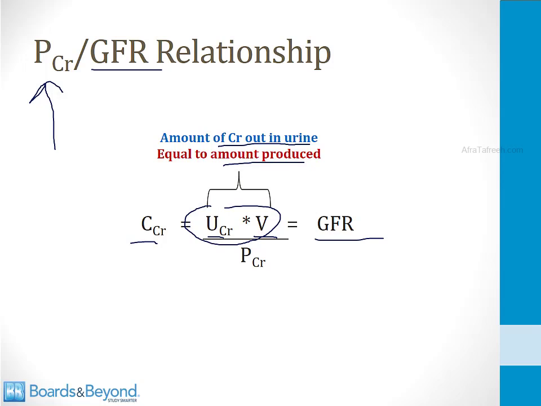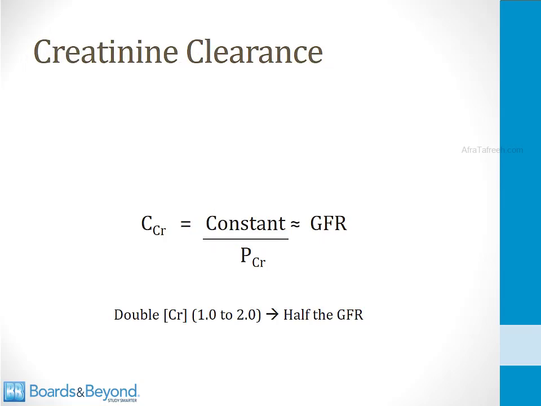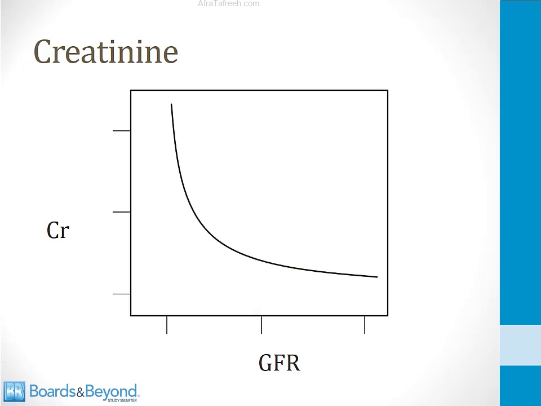So really, this equation can be changed to look something like this. And you can see from this equation that we've got a constant in the numerator, so anytime the plasma creatinine value goes up, the creatinine clearance will go down, and therefore that reflects a fall in the GFR. So for example, if you double the creatinine from 1 to 2, you would halve the GFR. And if you plot this on a graph, you get something like what's shown on this slide here.